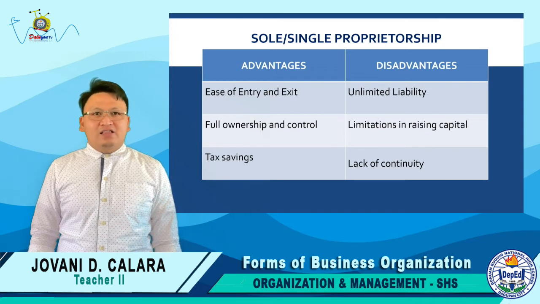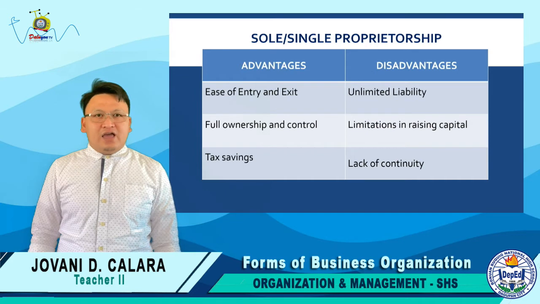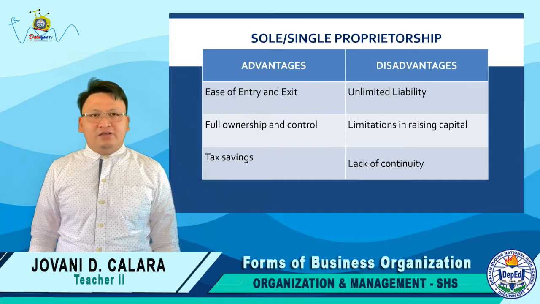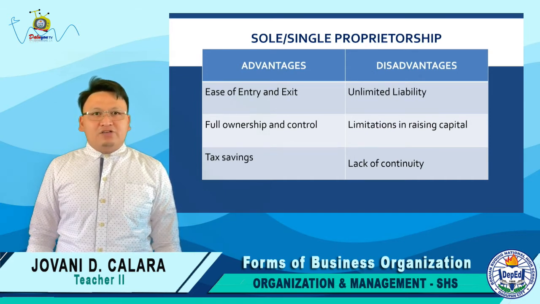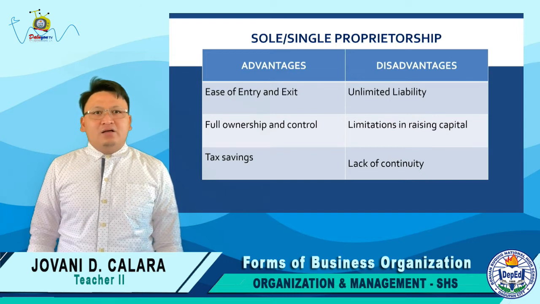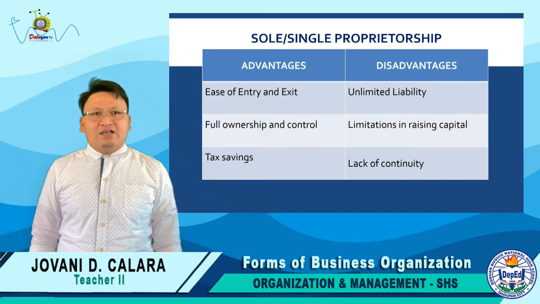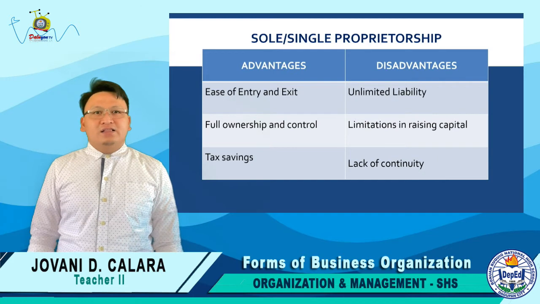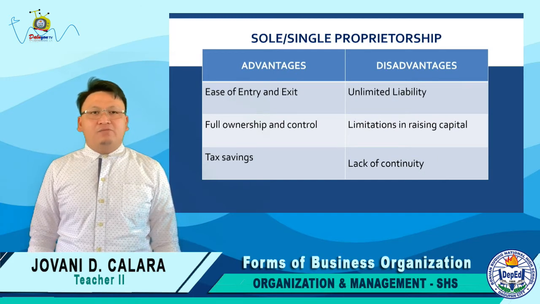Disadvantages: unlimited liability. Full responsibility and accountability is handled by the owner. Limitations in raising capital. Resources are limited to the assets of the owner. Lack of continuity. Upon death or retirement of the owner, the proprietorship ceases to exist.